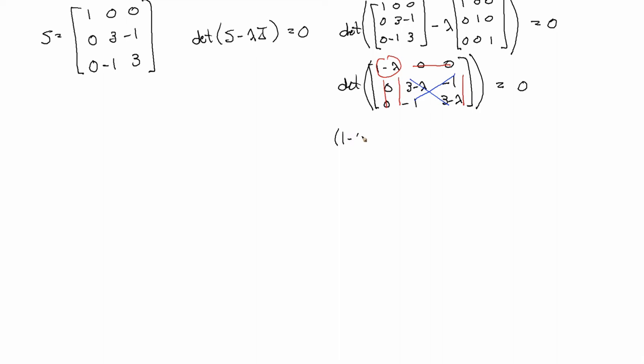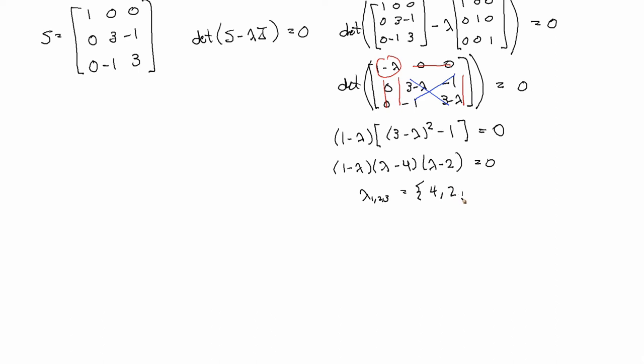which is going to be 1 minus lambda times (3 minus lambda) squared minus 1, plus 1, right? Minus 1, right? Because it's this times that minus that times that. That times that is 1 minus 1. So it turns out that this is easily factorable. And if you work it out, you get that. And so therefore, the eigenvalues are the 1, 2, 3. There's 3 eigenvalues. In order, they are 4, 2, 1.